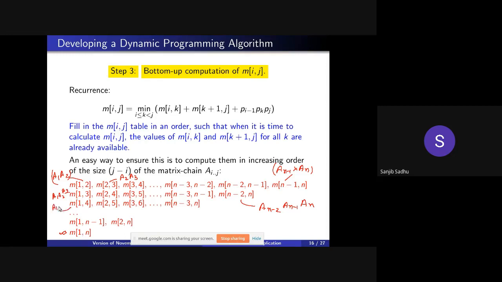This is a1, a2, a3, a4, like this. So you see, first I am computing the series like this: a1, a2, a2, a3, a3, a4, adjacent. Then a1, a2, a3, a2, a3, a4, a3, a4. In this way. Okay. Finally, a1, a2 to an.